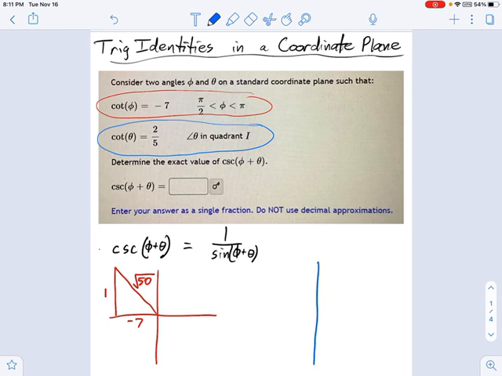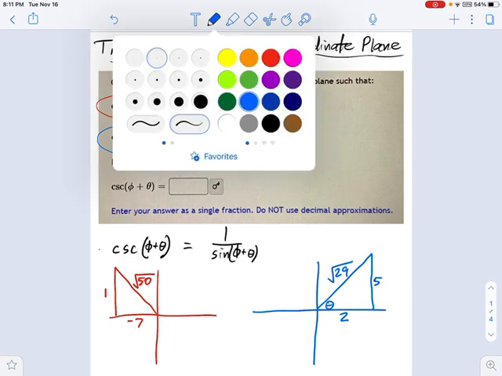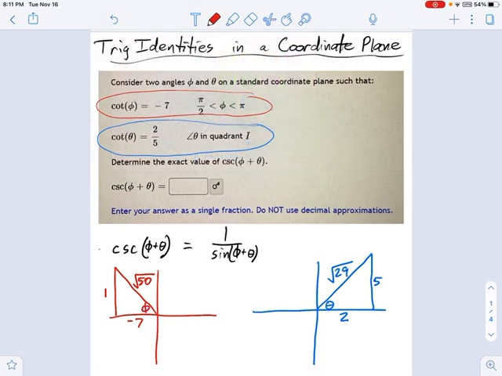So I'm going to draw another quadrant over here. And in this one, I see that it's in quadrant 1. So there's my quadrant 1 triangle. Here's my reference angle, theta. And I'm going to say cotangent equals 2 over 5. Okay, well that means x is 2, y is 5. I do a Pythagorean theorem to find the hypotenuse, and that's going to be, I think, radical 29. Okay, so now my triangles are complete. I'm just going to label this one with an angle.